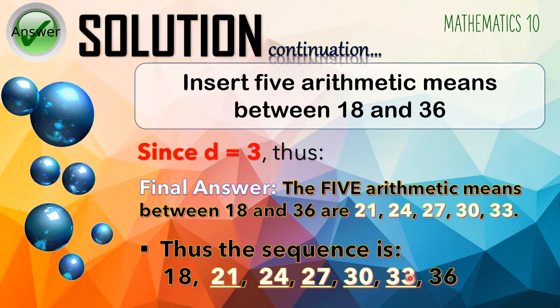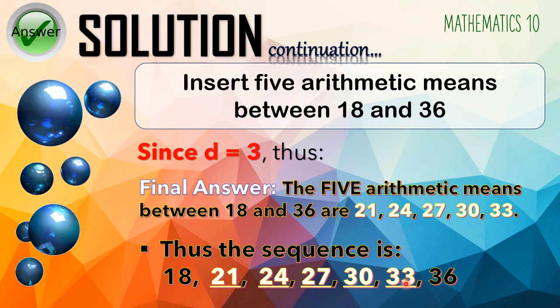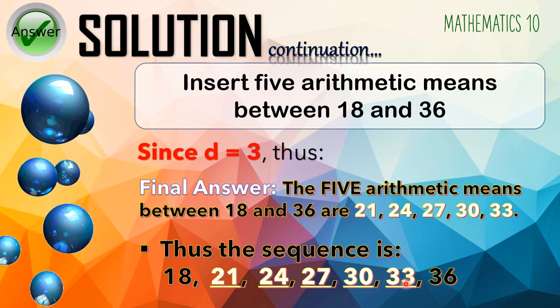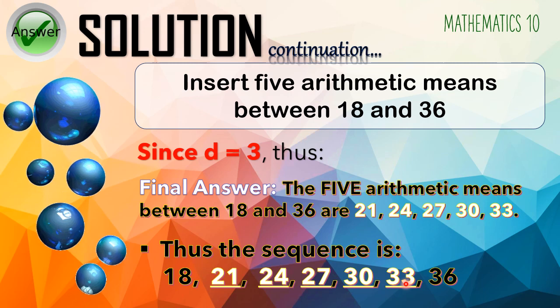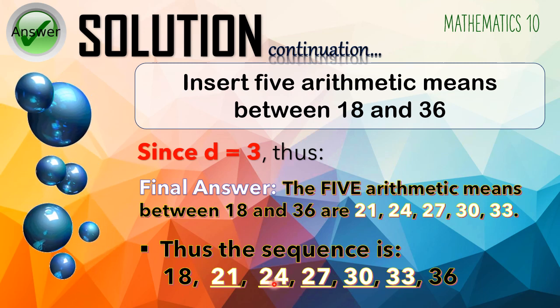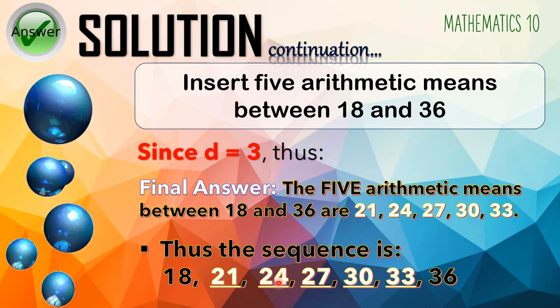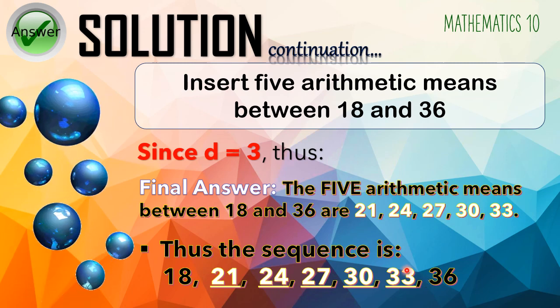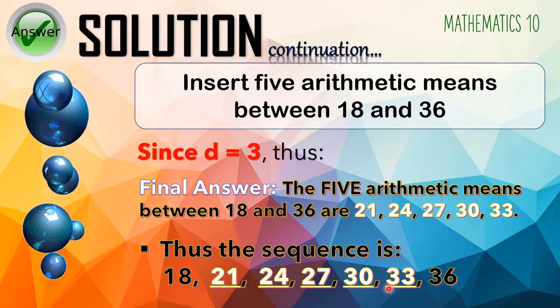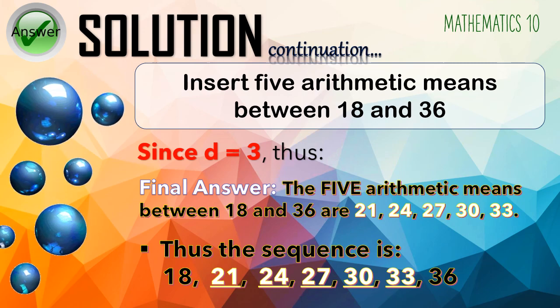Take note, if I ask you what is our m sub 2, or the second arithmetic mean, here of course we have 24. How about our m sub 5, or the fifth arithmetic mean? It's 33. So be particular with the question.